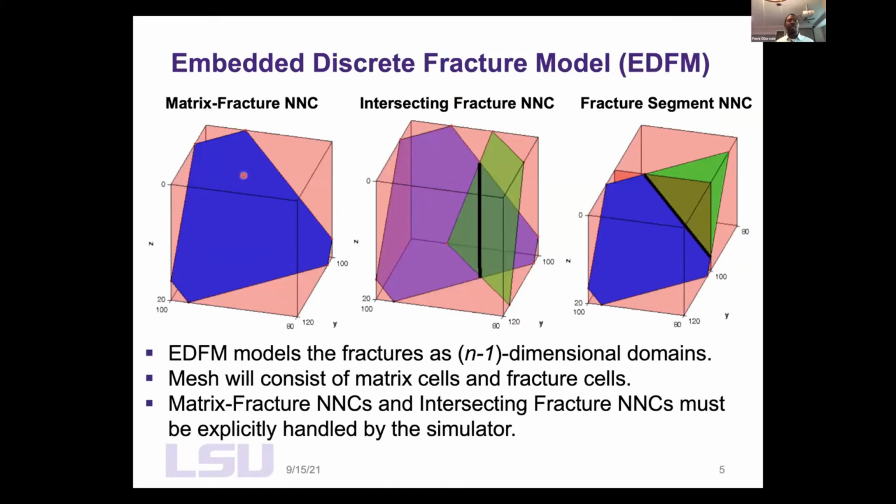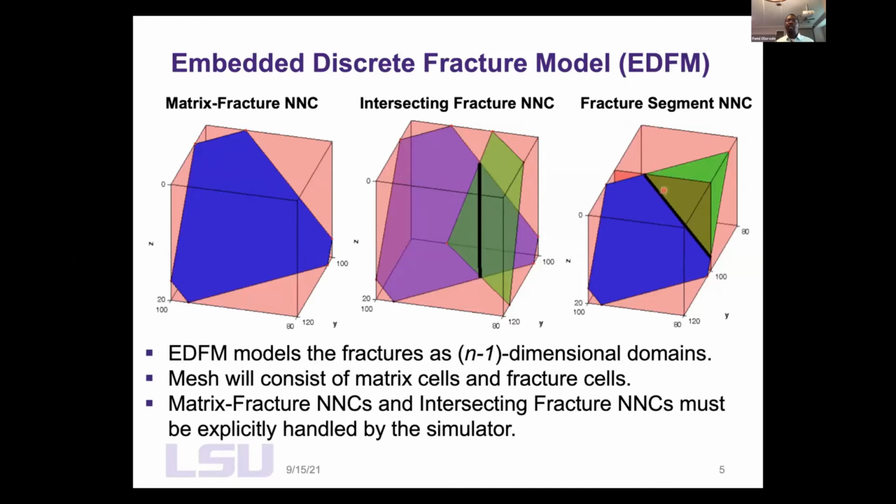This is a quick summary of EDFM or HFM. They mean the same thing. It uses the concept of non-neighboring connections to allow the fractures in the domain to communicate with the matrix. So we have three main types of non-neighboring connections. First is matrix fracture NNC. So this fracture communicates with the matrix which hosts it. And that matrix which hosts the fracture cell is called the host matrix cell. Second is intersecting fracture NNC, so fractures or fracture cells that are part of two different fracture planes. Those we will need some non-neighboring connectivity to allow them to communicate.